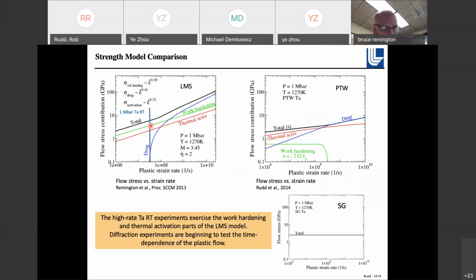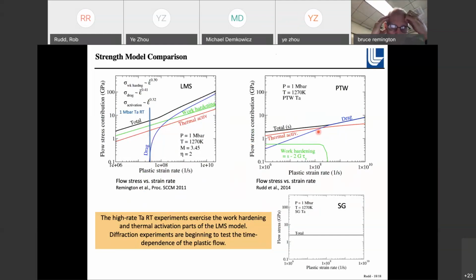And the reason is that the dislocation density is much higher. So the length scale of the dislocation network has reduced, and the temperatures are higher. So the lattice term is reduced. And so you end up getting work hardening domination followed by thermal activation. And even though these are very high rates, the phonon drag contribution is relatively small.